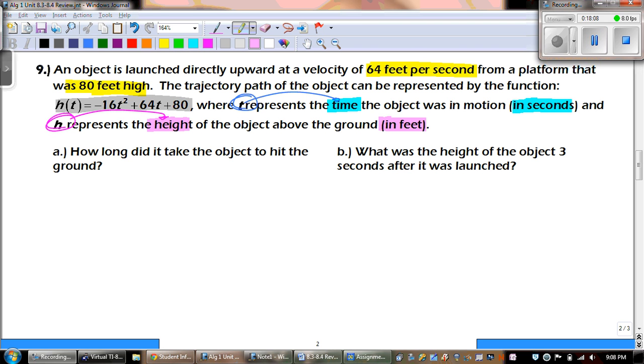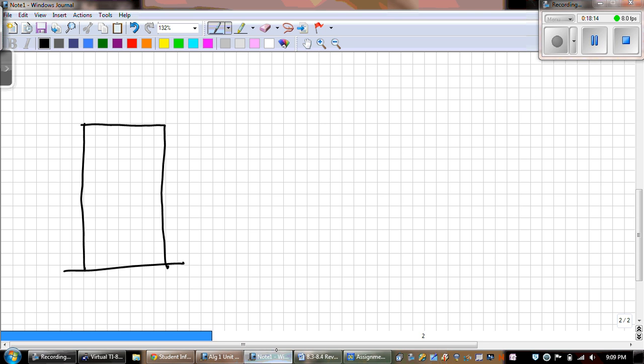Now, this time an object is launched at a velocity of 64 feet per second. And it's 80 feet up in the air. Now, if something is being launched, that means it's being thrown, and then it's going to come down and hit the ground at some point. Okay?